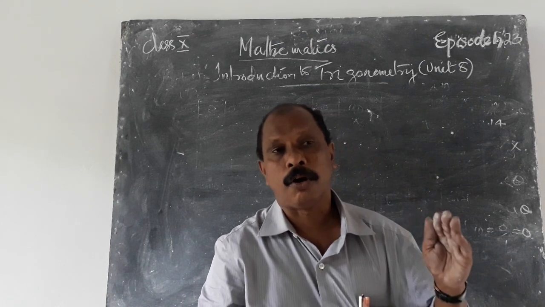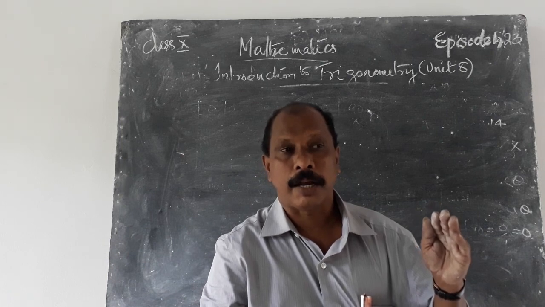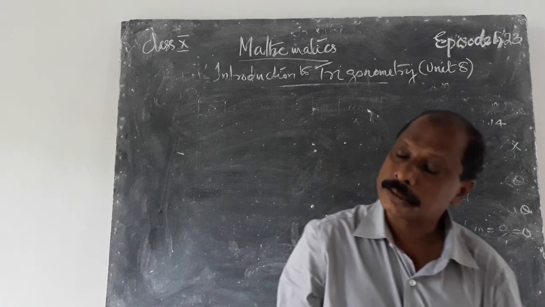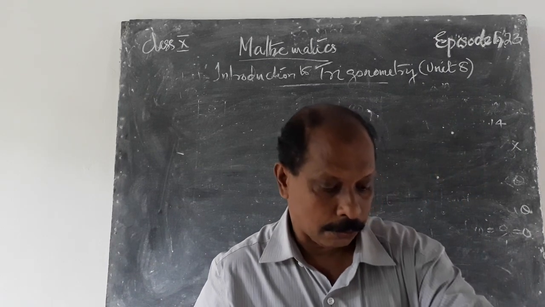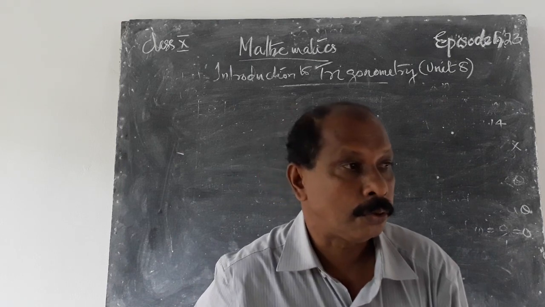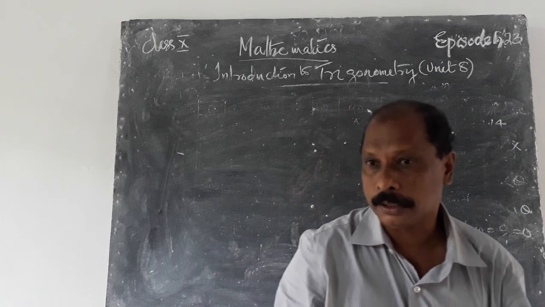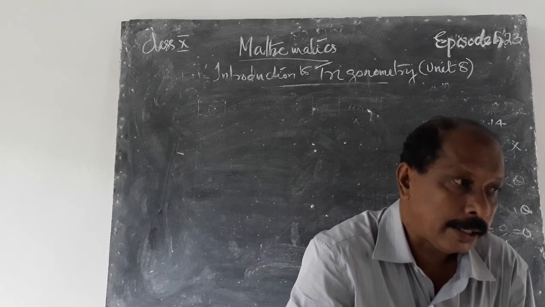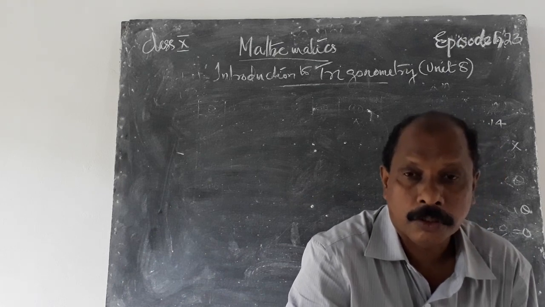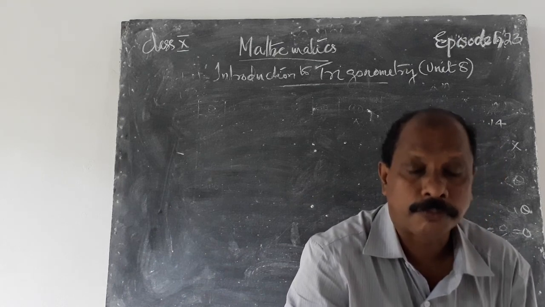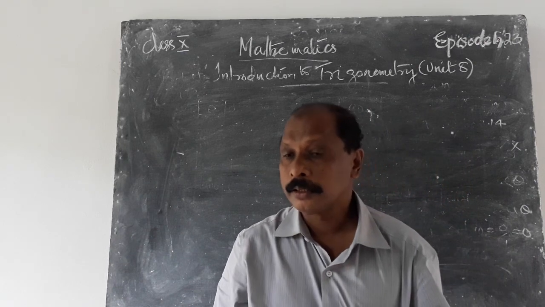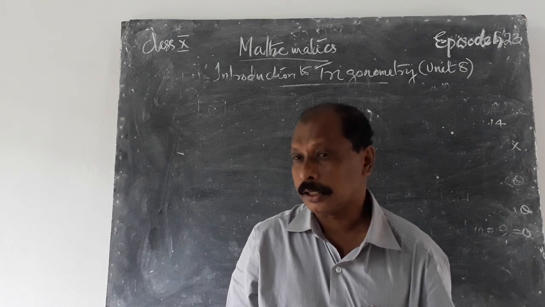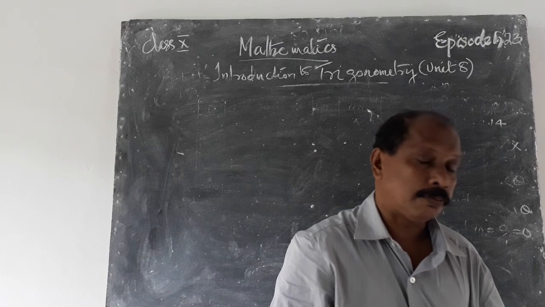Okay. For angle 0, the sine value is 0, cos value is 1, tan value is 0. For angle 90 degree, the sine value is 1, cos value is 0, and the tan value is not defined. Therefore, sin 0 is 0, cos 0 is 1, tan 0 is 0. Sin 90 is 1, cos 90 is 0, tan 90 is not defined. Clear?